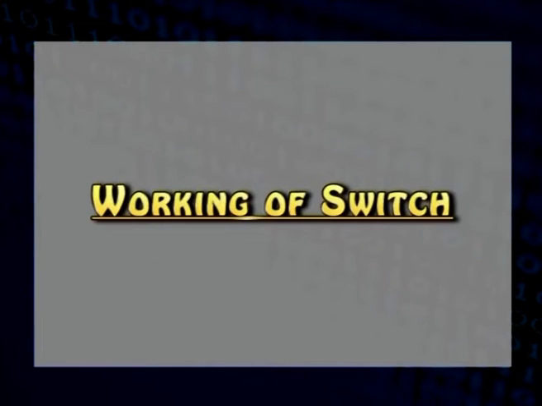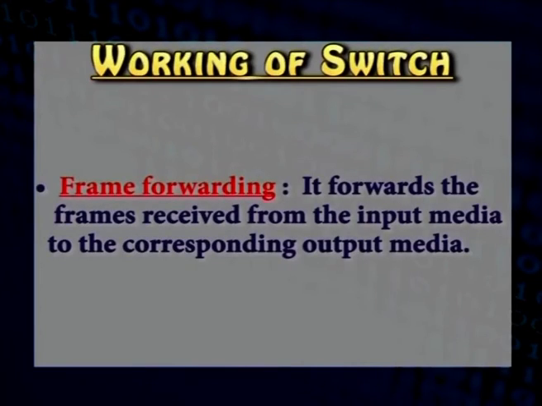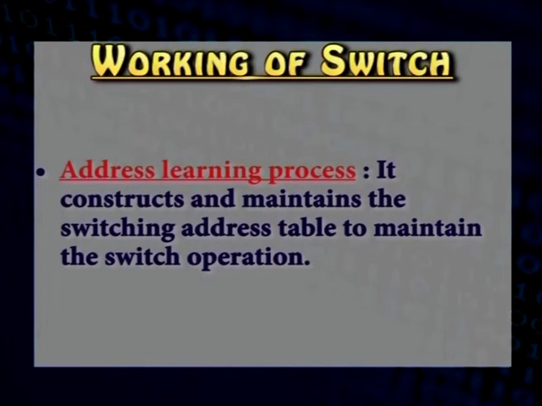Working of a switch. The process of switching means forwarding frames. In data communication, switches implement two basic tasks. One, frame forwarding: it forwards the frame received from the input media to the corresponding output media. Second, the address learning process: it constructs and maintains the switching address table to maintain the switch operations.